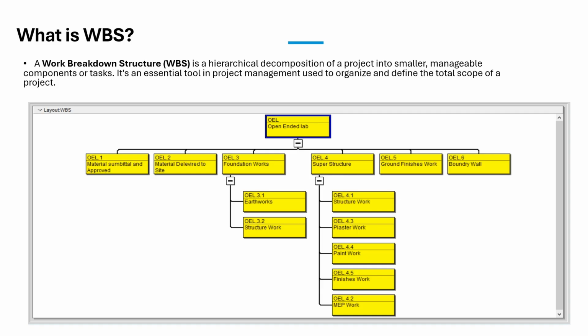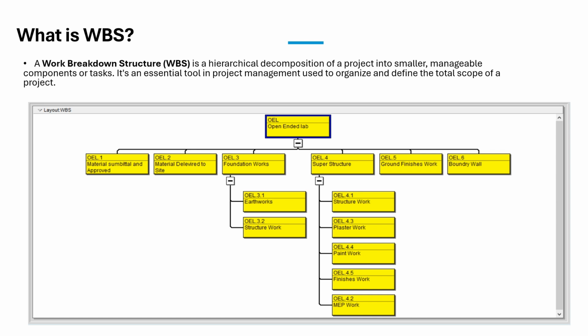So what is WBS? A work breakdown structure is basically a decomposition of our project into smaller and manageable work packages. To deal with the whole project is very difficult. So what we do is divide our project into work packages so we can handle it easily.